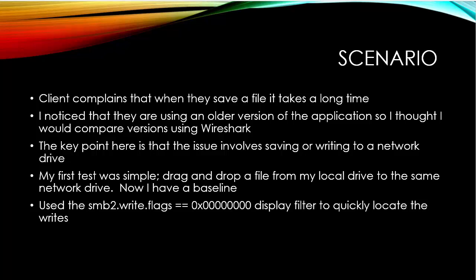So my first test was simple: drag and drop a file from my local hard drive to the same network drive, and now I have a baseline. And what I did was I used Windows 7 as that baseline. I didn't want to touch 10 yet because they don't have 10, so I didn't want to spend too much time on it, but you will see some references to 10 throughout the write-up. I also used in Wireshark this display filter, smb2.write.flags == 0, and that I used to isolate and highlight the write commands in the trace file instead of having to muddle through them manually. So little things like that make life easy.